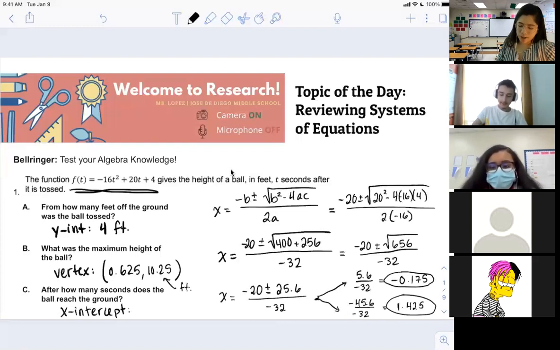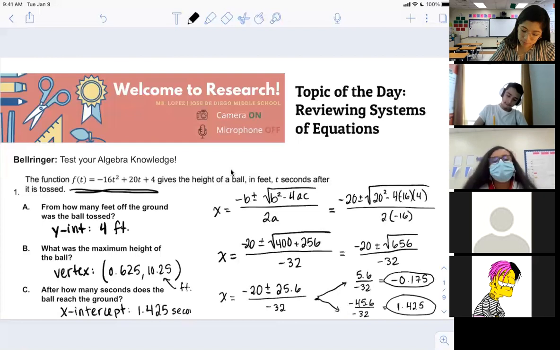All right, so here are my two x-intercepts, but which one represents the one where the ball hits the ground? 1.425. Good. How do we know it's that one and not the other one? Because the other one is a negative number.